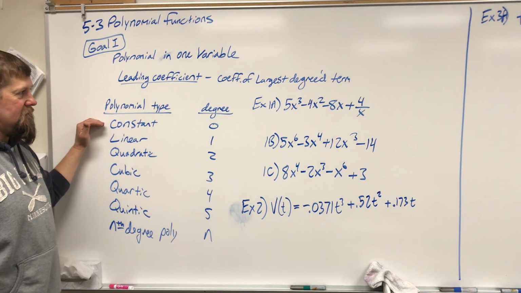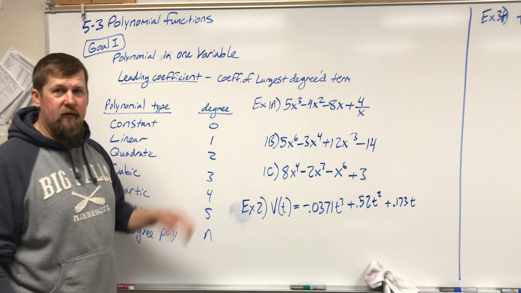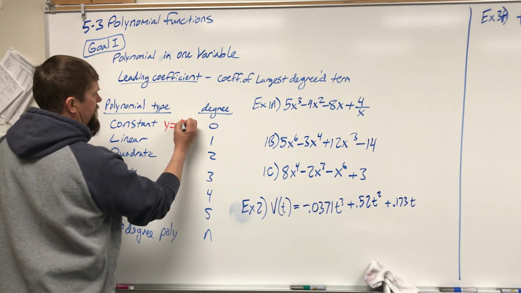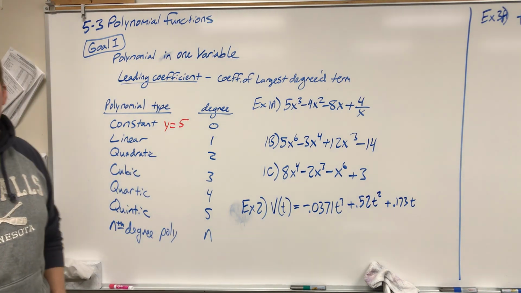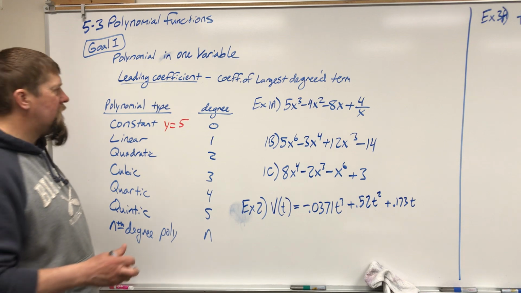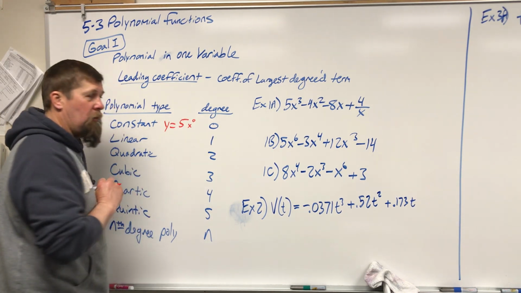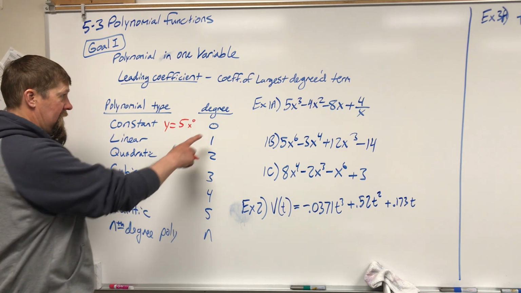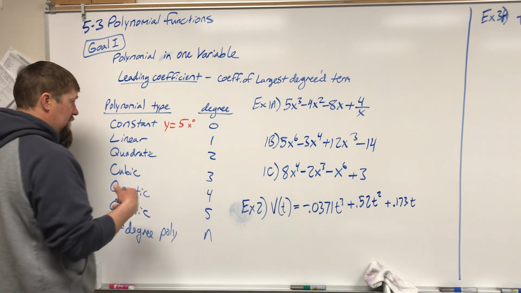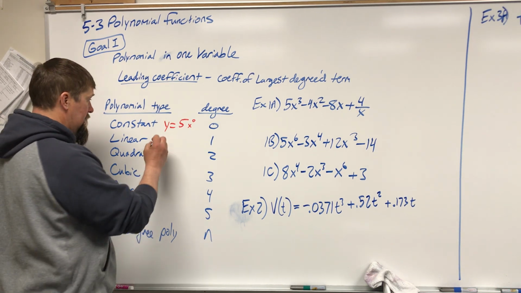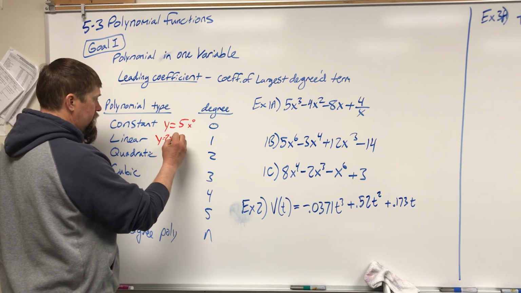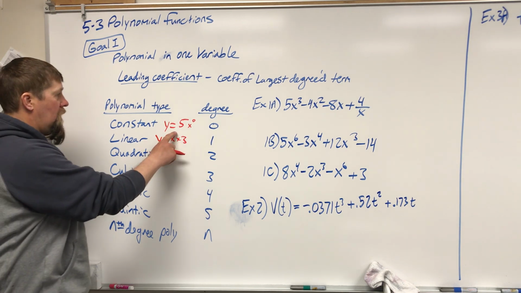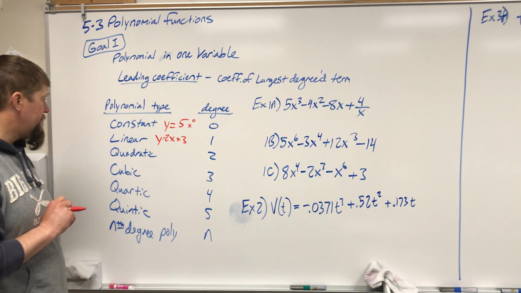If you have a constant polynomial, that's a degree of 0. An example of that would be something like y equals 5. That's a constant polynomial. It doesn't have a variable, or you can think of it as having x to the 0 power, which is the same as 1, so it's just 5. So that's why they call it constant, and that's why it's a 0 degree polynomial. Linear, we should know, is like mx plus b, y equals 2x plus 3. Something like that. That's a linear polynomial because it has a degree of 1. The leading coefficient would be 2 here.